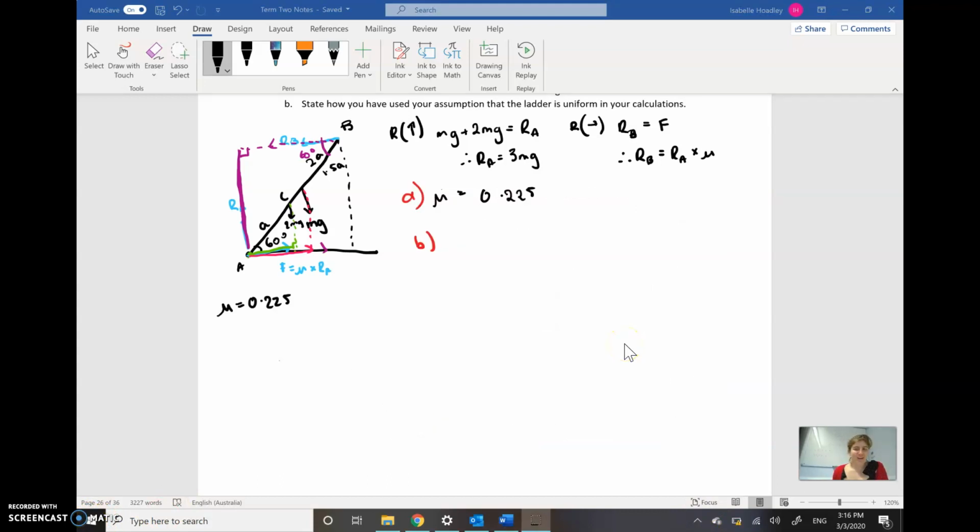Oh, so I just looked at part B, and you don't actually do any calculations. It just says state how you use your assumption that the ladder is uniform in your calculations. This should be hopefully fairly self-explanatory for all of you. Obviously, the ladder is uniform, means that you can assume that weight is at the midpoint. Okay, so you can assume that mass mg is at midpoint. Okay, and you might even want to put that that's 1.5a. Okay, and that's it. All right, easy done. Okay, we'll start on the next bit in a second.